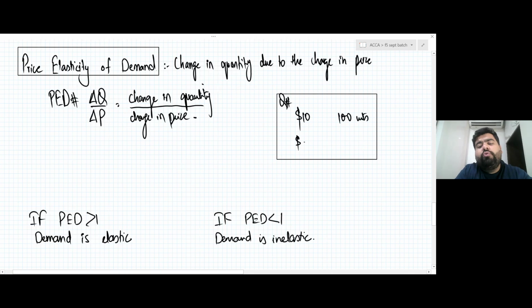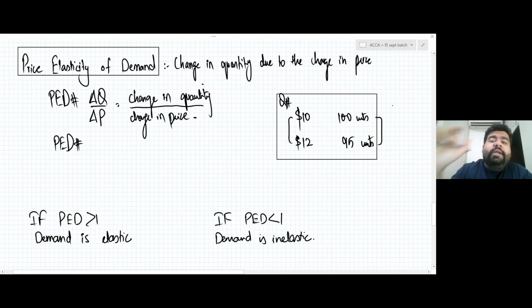But when you go to $12, your quantity decreased to 95 units. Now, what you will do is calculate the price elasticity of demand here. You have to calculate the change in quantity. Because the price is going from 10 to 12 and the quantity from 100 to 95, you do not just need the difference, you have to calculate the percentage change. Why? So that in the numerator and denominator you have proper percentage changes.